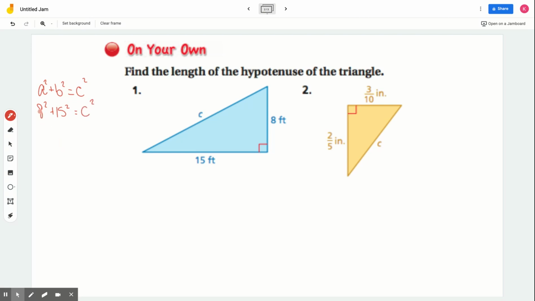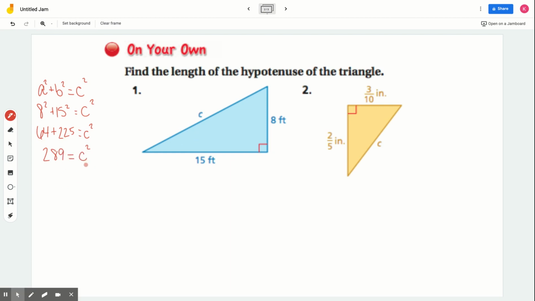And we can simplify. 8 squared is 64. 15 squared is 225. Equals c squared. Combine like terms. 64 and 225 is 289, which is equal to c squared.